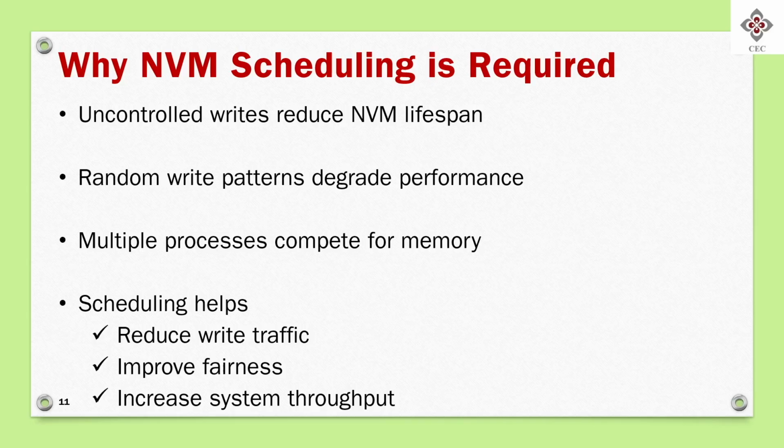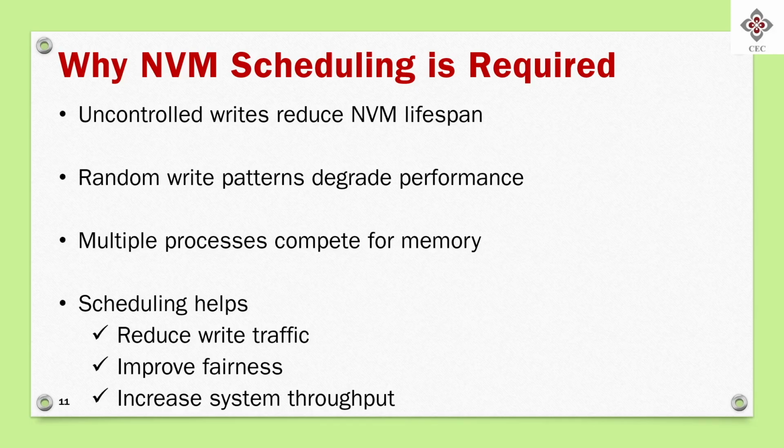Why is scheduling required? As in general operating systems, like CPU scheduling and disk scheduling, here also we have to concentrate on NVM scheduling. Uncontrolled writes reduce NVM lifespan. If you keep on writing many times in NVM, the lifetime of this electronic circuit itself will be affected, so the number of writes has to be optimal. We have to write only when it is very much essential. Random write patterns degrade performance, because writing takes several times more time than reading in NVM. So, random writes will have a serious effect.